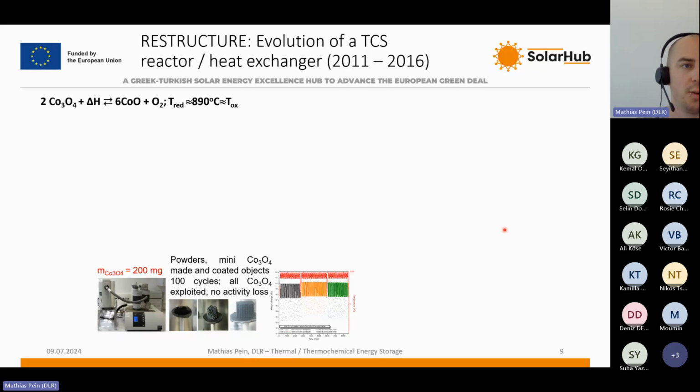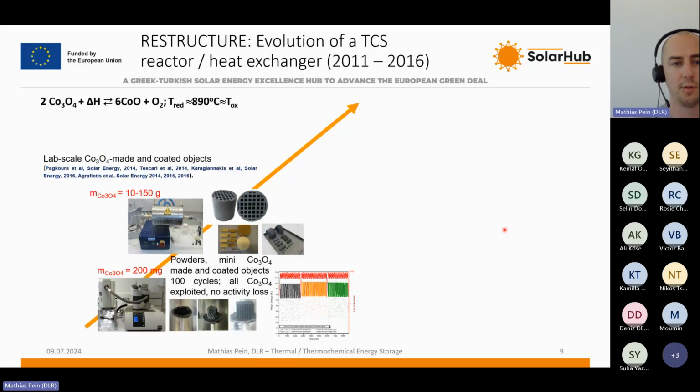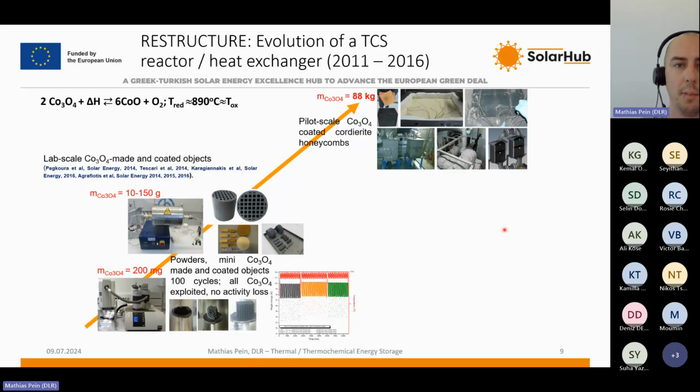So in the project Restructure, which was an EU-funded project a couple of years ago, led by CERTH and DLR, there was cobalt oxide considered as a storage material in the forms of honeycombs. On the smaller scale, it was demonstrated that it works perfectly fine to store and release the heat again. And even on a bigger scale, with a storage device that was utilized in the solar tower in Jülich, with about 88 kilograms of cobalt oxide within.